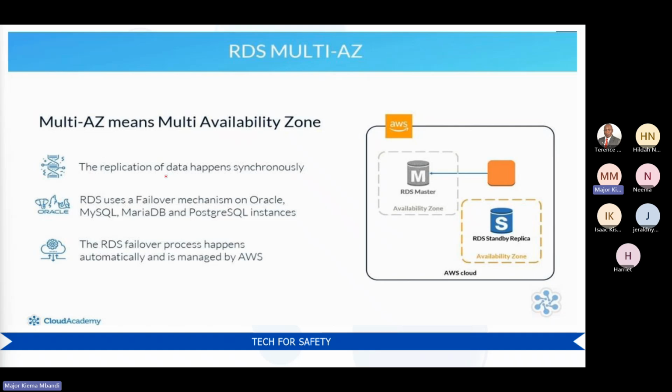So the replication of data happens synchronously, like real time, and yes, uses a failover mechanism on Oracle, MySQL, MariaDB, and Postgres instances. These are just database engines. The RDS failover process happens automatically and is managed. As I say, it's a managed service, so you don't need to worry, if something happens, how would the failover happen? Because AWS has taken care of the implementation side of things.